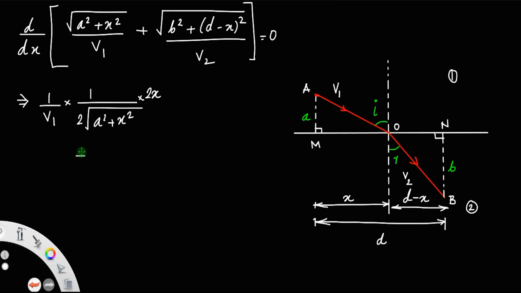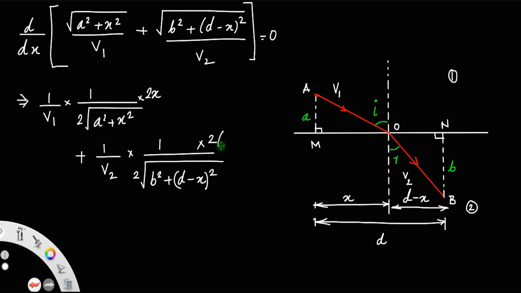Plus, 1 by V2 is constant, 1 by V2 into the derivative of the root, which is 1 by 2 root of b square plus d minus x whole square into the derivative of d minus x whole square, which is 2 into d minus x. Again the derivative of minus x is minus 1, equal to 0. So you can cancel the 2s.